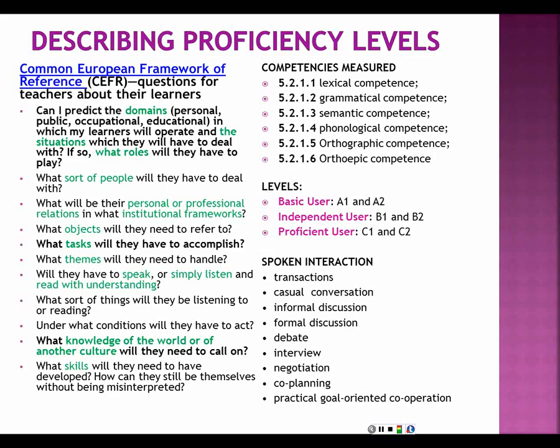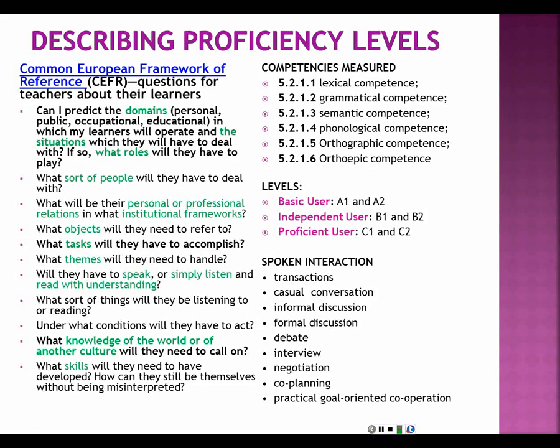This is the most detailed instrument you will ever see, and I have linked to it. It's many, many pages, but I have condensed it and provided some guidelines for you. So there are certain levels. Basic users are designated A1 or A2. Independent users B1 or B2, and there are pluses within those levels. Proficient users are C1 and C2.